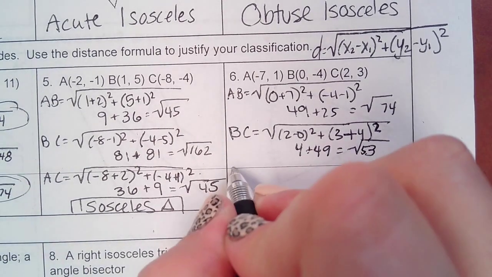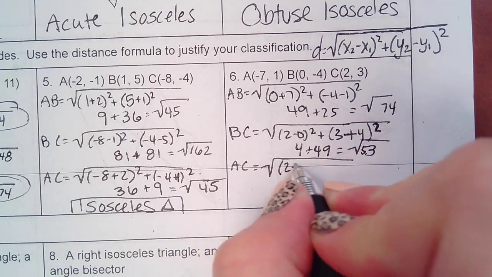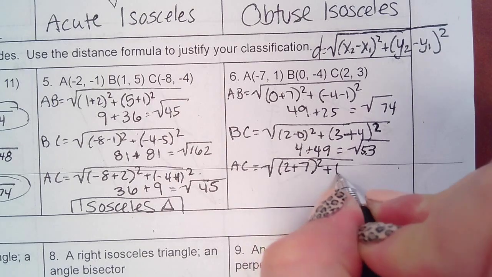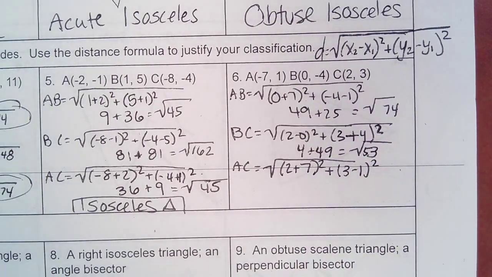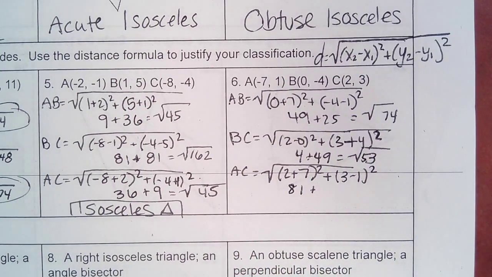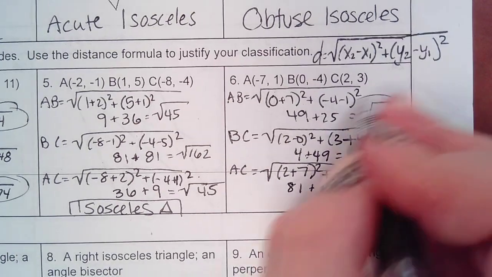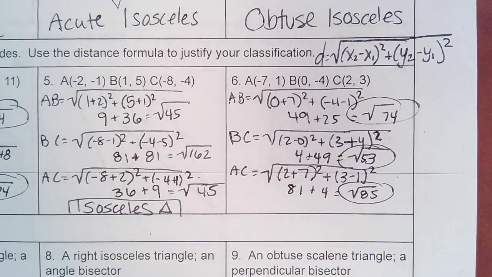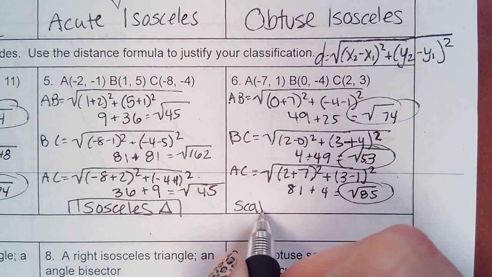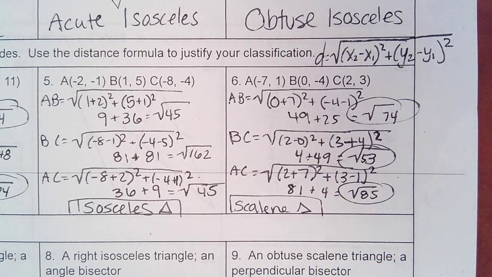Then we have AC, so 2 minus negative 7, so 2 plus 7 squared, plus 3 minus 1 squared. 2 plus 7 is 9, 9 squared is 81, plus 3 minus 1 is 2, 2 squared is 4. So this is square root of 85. None of these lengths are the same, so this would be considered a scalene triangle. If we got them all to be the same, we would call it equilateral.